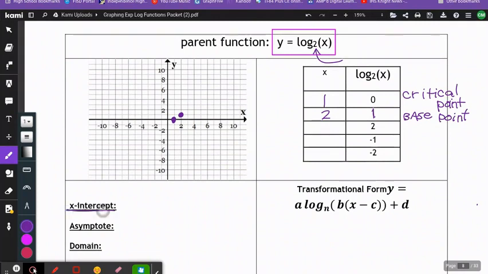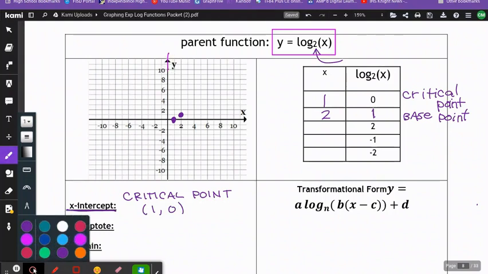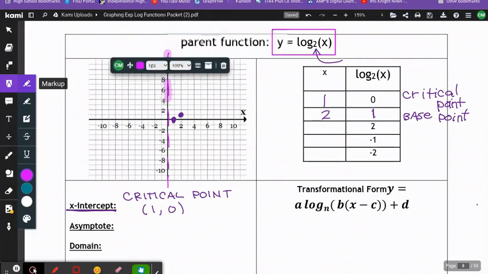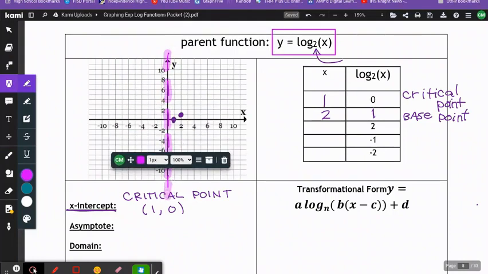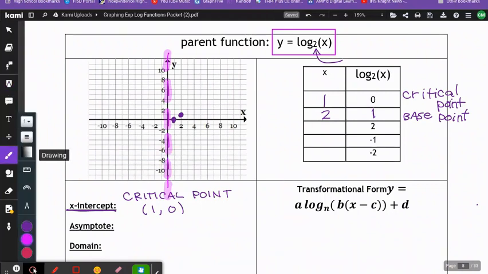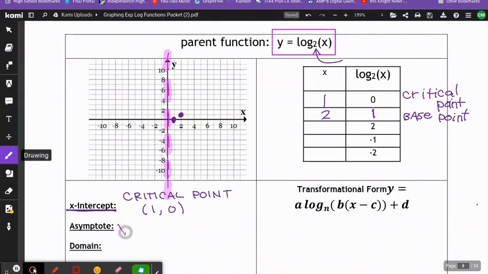So for a logarithmic function, we will always have an x-intercept, and we call that the critical point. If it's a parent graph, regardless of the base for a logarithm, the critical point will always be (1, 0). The asymptote is a vertical asymptote, located at x equals 0 for our parent graphs. All parent graphs for logarithms, no matter what the base, are going to have a vertical asymptote, and it will be an x equals line regardless of the transformations, and the parent graph will always be x equals 0.